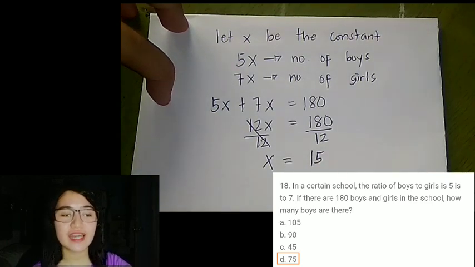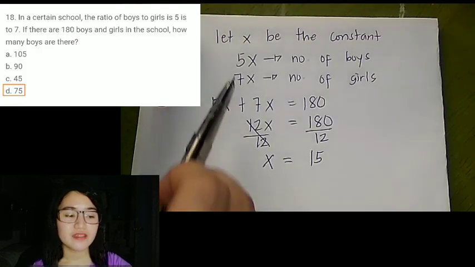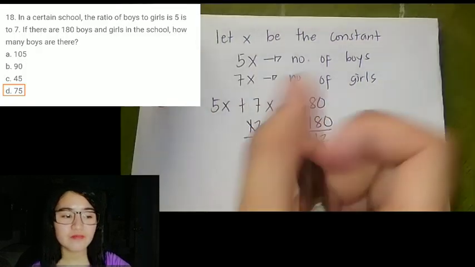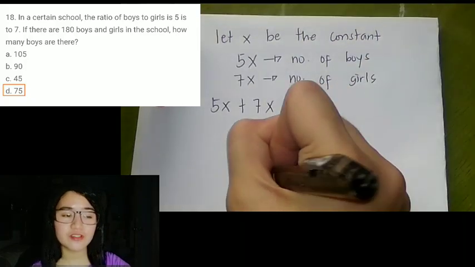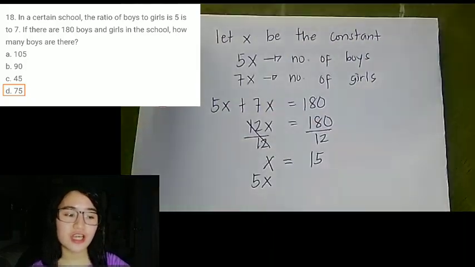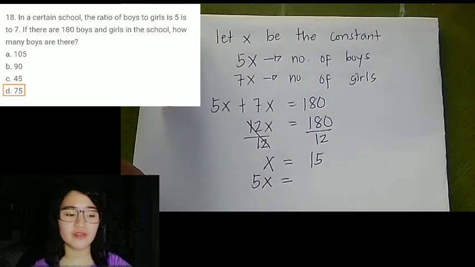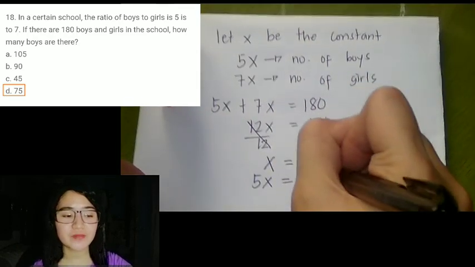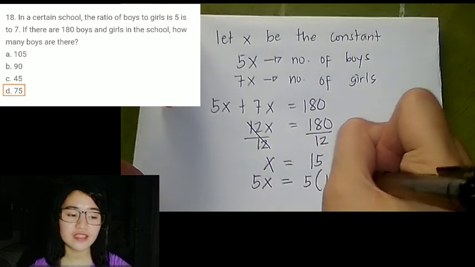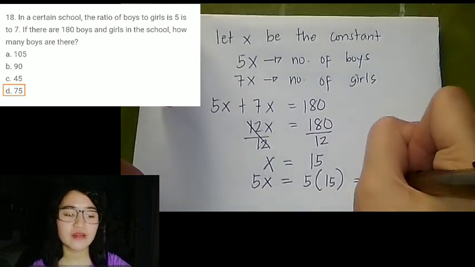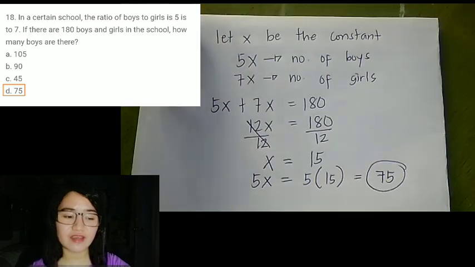So, yung 15 na yan, hindi pa yan yung final answer kasi ayan pa lang yung constant natin. So, yung constant na 15, isa-substitute mo siya doon sa representation ng number of boys, which is 5x kasi boys lang naman yung hinahanap dun sa problem. So, 5x, palitan mo yung x na yan ng 15. So, ibig sabihin, 5 multiplied by 15, that is 75.